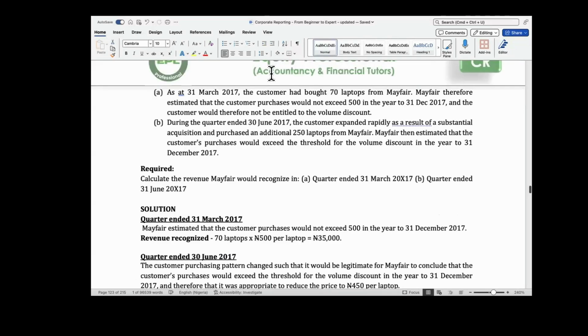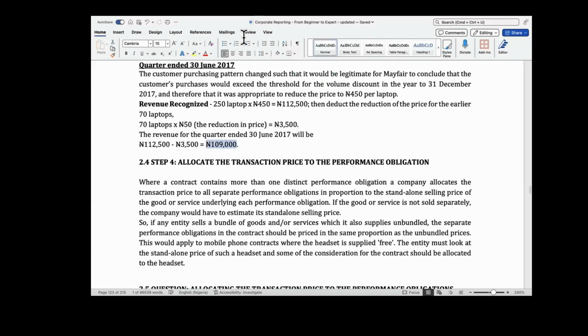Now, step 4. Step 4 says allocate the transaction price to the performance obligations. You see, step 4 is only applicable where we have more than one performance obligation that are distinct in a contract. So that's the only scenario where we'll be talking about allocating transaction price to performance obligations.